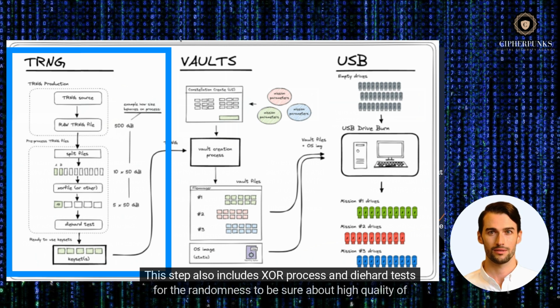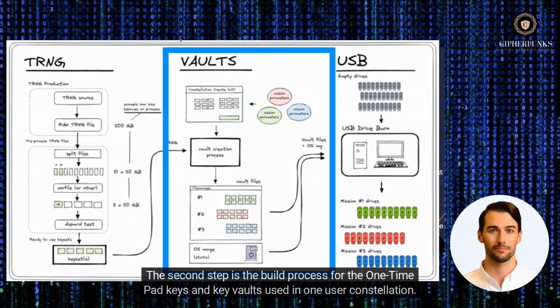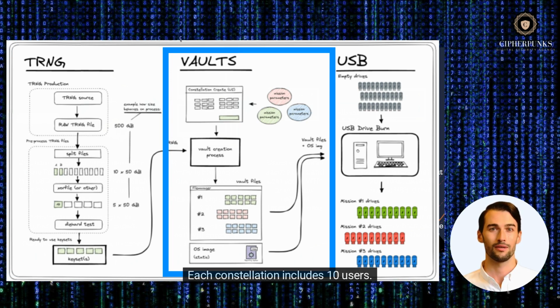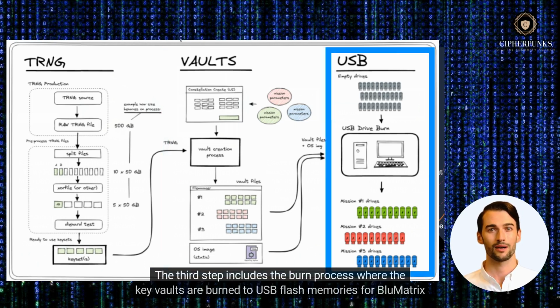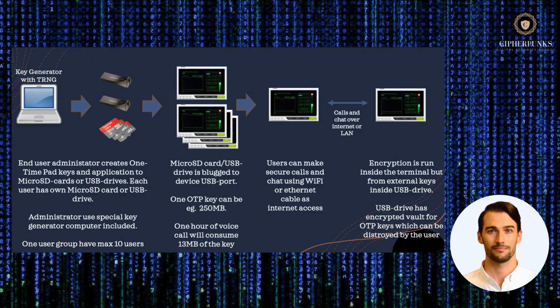This step also includes an XOR process and Diehard tests for the randomness to be sure about the high quality of the randomness created. The second step is the build process for the one-time pad keys and key vaults used in one user constellation. Each constellation includes 10 users. The third step includes the burn process, where the key vaults are burned to USB flash memories for BluMatrix terminals and to micro SD cards for BluMatrix mobiles.